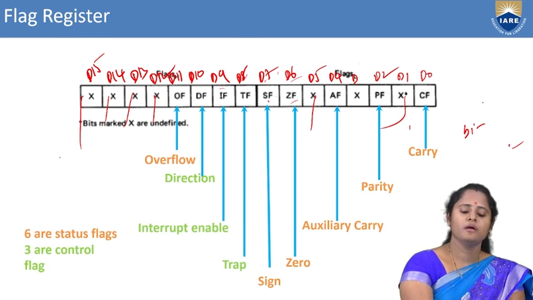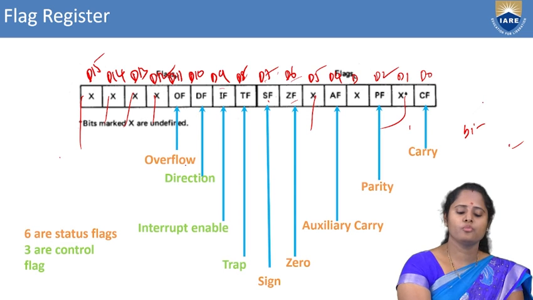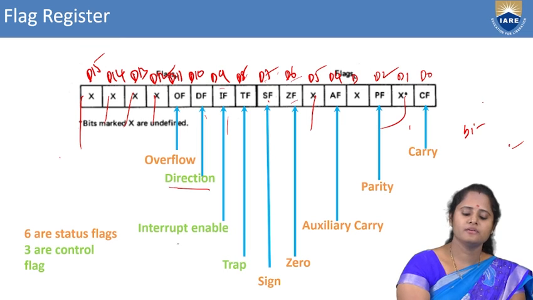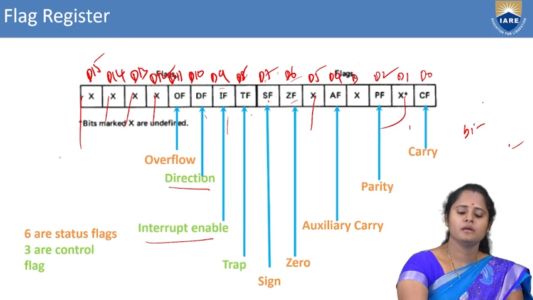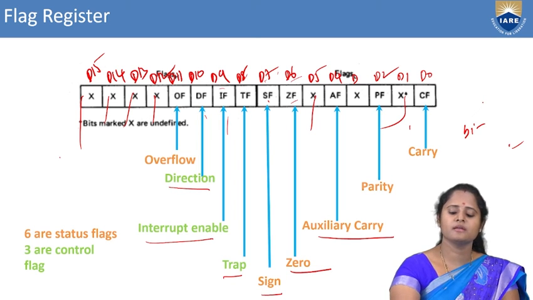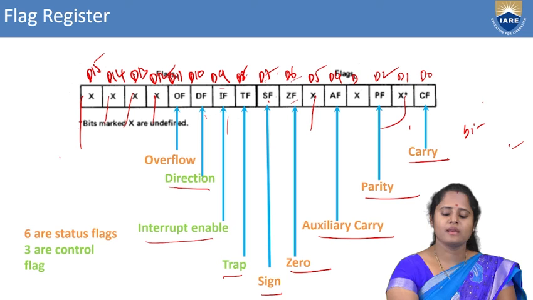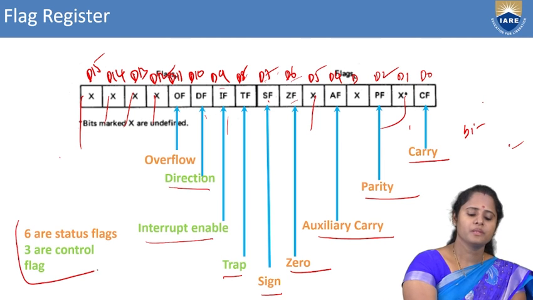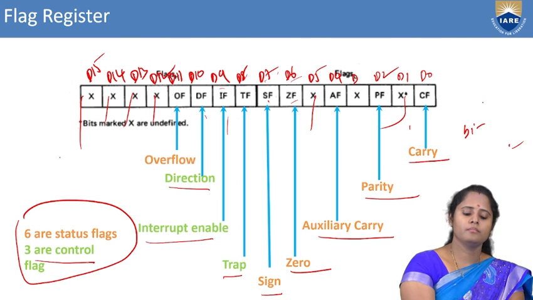So first, here you can see OF is nothing but the overflow flag, DF is the direction flag, IF is the interrupt flag, TF is the trap flag, and then SF is the sign flag, zero flag, auxiliary carry, parity, and carry flag. So here you can see all the status flags are indicated in orange.